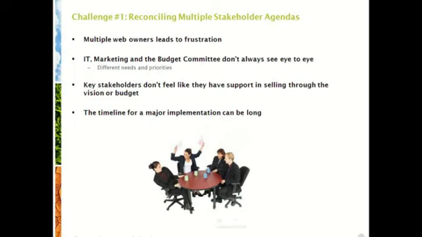Key stakeholders don't always feel that they have support in selling through the vision or budget. Again, that goes back to a marketing or an IT person may be super jazzed on the content management system they want to implement, but it's difficult to be able to sell that through to the organization to justify the cost or to justify the timeline. And that leads into the last point, which is the timeline for a major implementation can be very long.